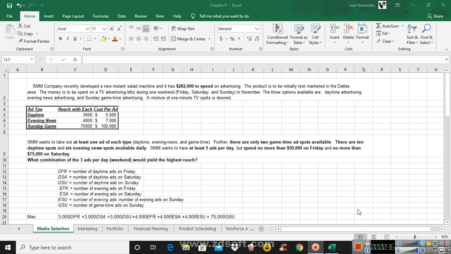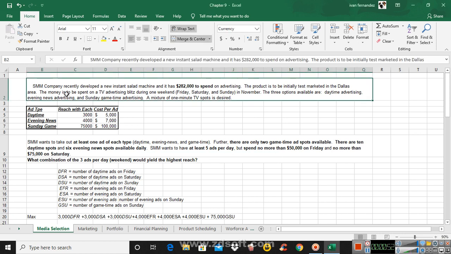Let's do the first one, which is the media selection problem, and you can follow along with the slides. I'm going to show you the Excel spreadsheet where I go through the entire problem. The media selection problem is all about a company called SMM, which is going to launch a new advertising campaign, and we're given a series of options, and you need to find the optimal solution for a specific goal. Let's take a look at that.